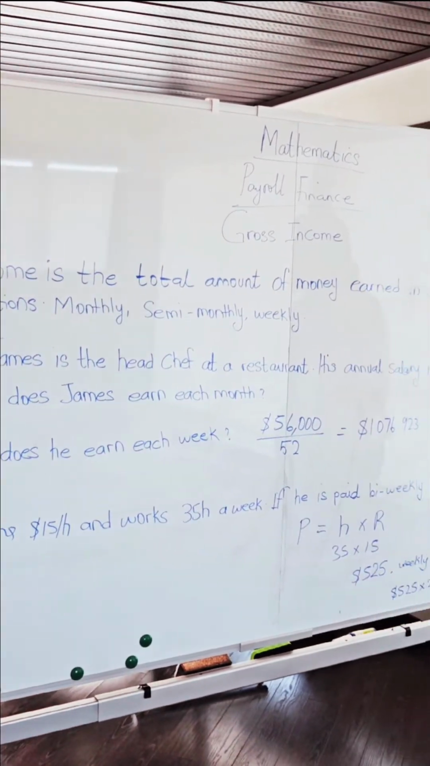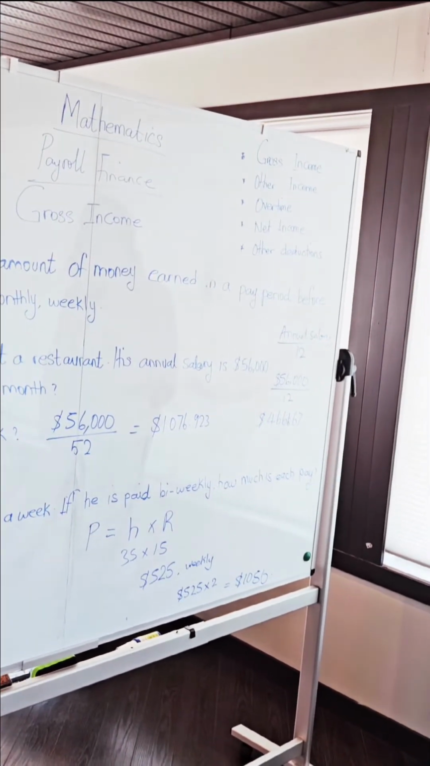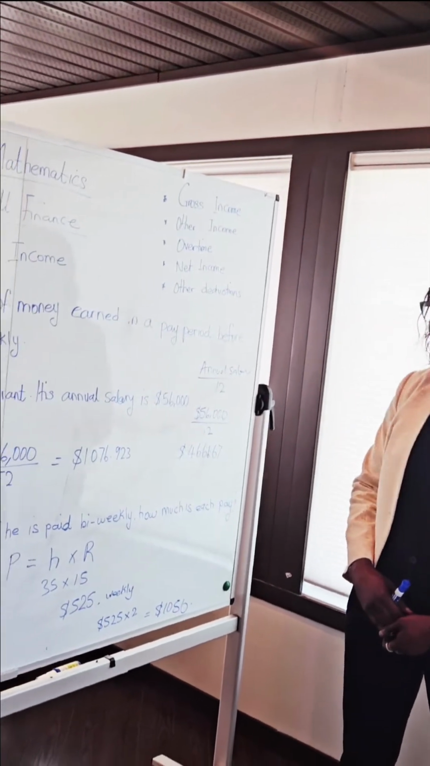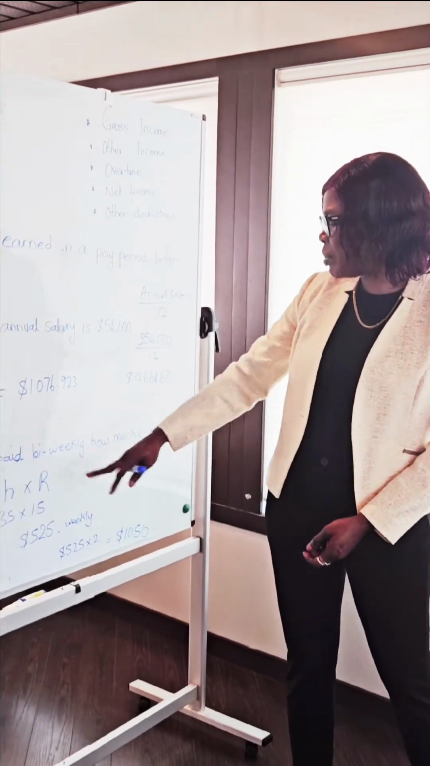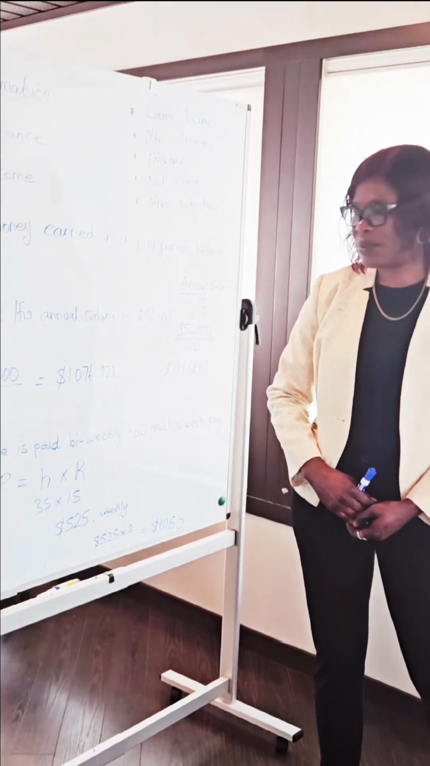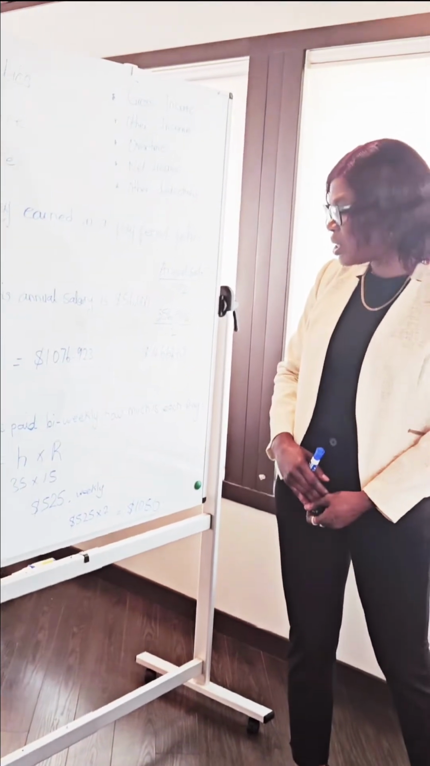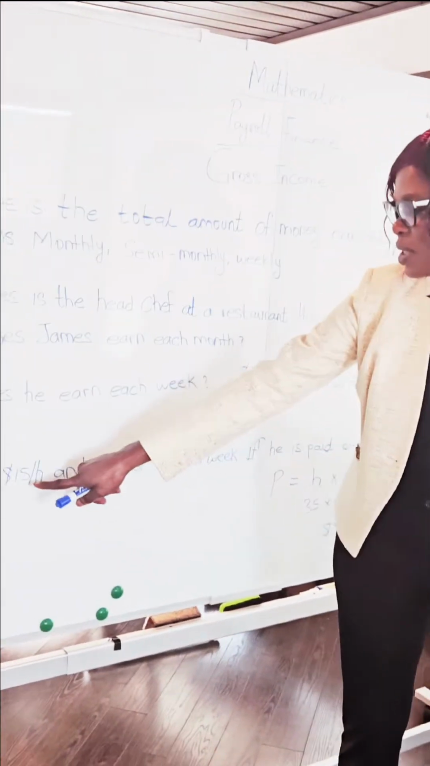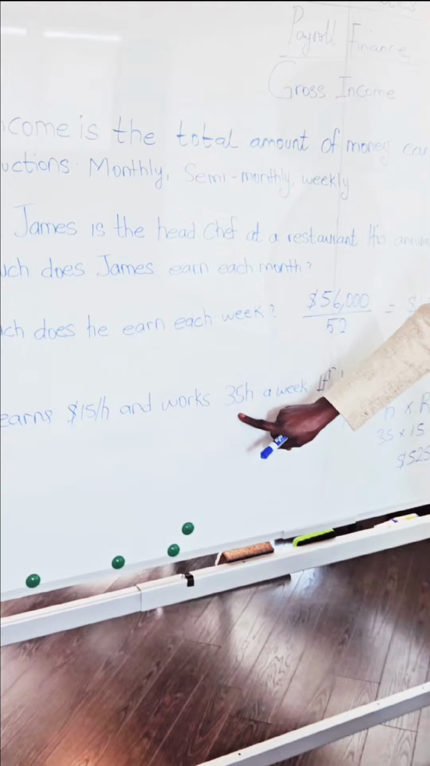Now let's look at the second example. Devin earns $15 and works 35 hours a week. If he is paid bi-weekly, meaning every 2 weeks, how much is each pay? For us to know how much Devin will be earning bi-weekly, we can calculate how much he is earning weekly. The pay will be the hours Devin is putting in times the rate. He is being paid $15 per hour. This is the rate. And how many hours is he putting in? Devin is putting in 35 hours in a week.